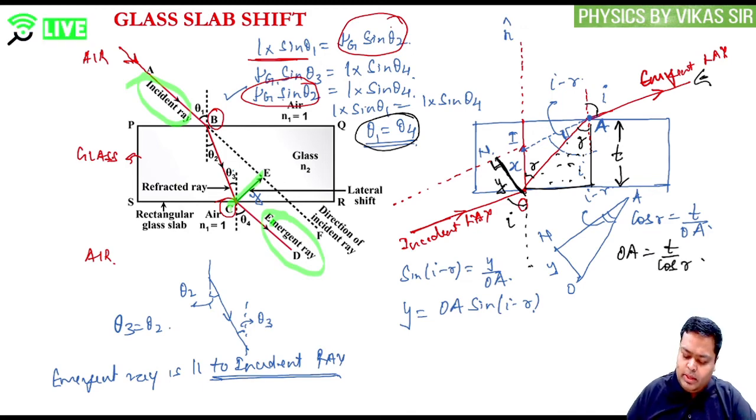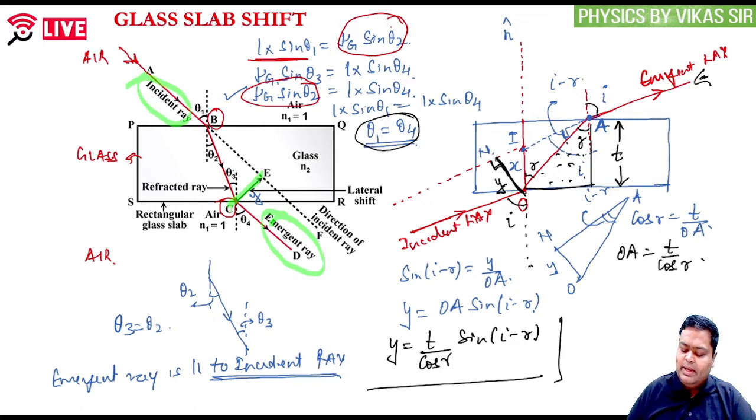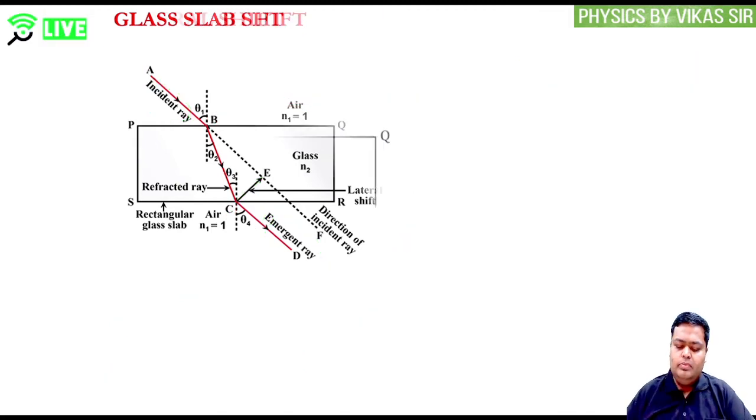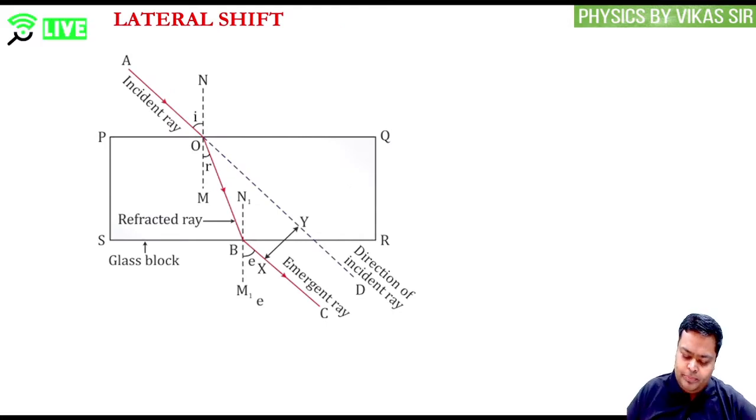We substitute the value for the OA over here, so the y becomes equal to T upon cos of R into sine of I minus R. That becomes my expression for the lateral shift. So there are two different kinds of shift which we are interested in. One is the normal shift, which is along the normal axis. And the second kind of shift is the perpendicular distance between the incident and the emergent ray. That value we have just calculated through this expression. So the y becomes T upon cos of R and sine of I minus R.